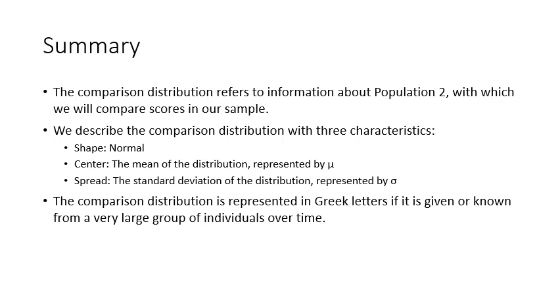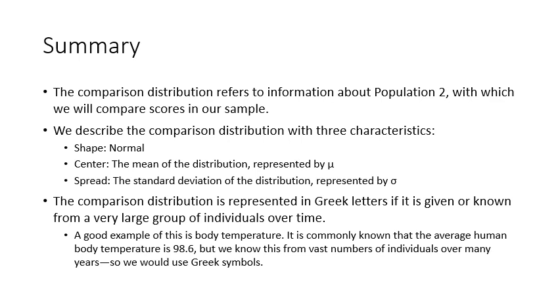Finally, the comparison distribution is represented in Greek letters if it is given or known from a large group of individuals over time. And just a good example of this would be body temperature. It's commonly known that the average human body temperature is 98.6. But we know some people are higher and some people are lower and at different times of day. And it's not exactly 98.6 for every person at all times. But this is the norm, and it's established from large numbers of individuals over many, many years. We could not possibly go back and get all these individuals. So we would use Greek symbols.